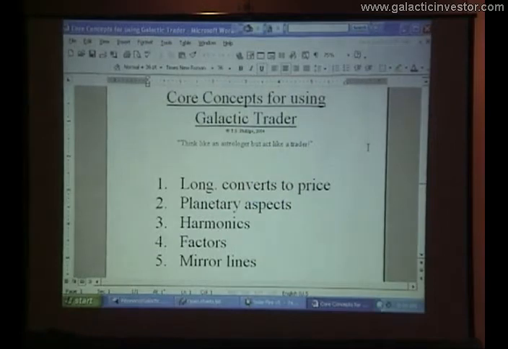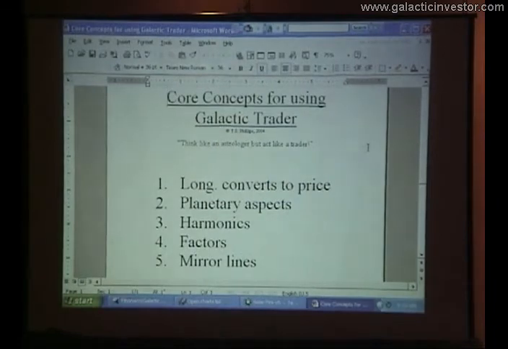There's the factoring of the planetary lines. We're converting longitude into price, but there are different potential factors, which has to do with multiplying or dividing by 10, or price conversion of the planets. And that is an art in itself. And there's also the use of mirror lines, which is an inverted position of planets, which I'm going to be explaining. I'm going to try to go over all 5 items this first session as a foundation.